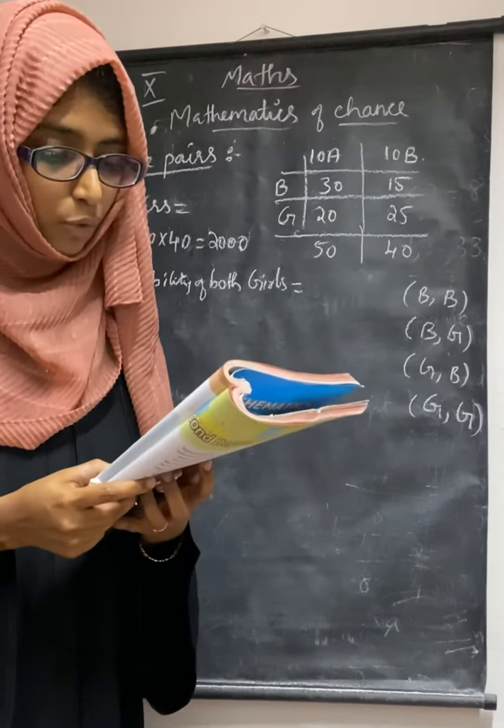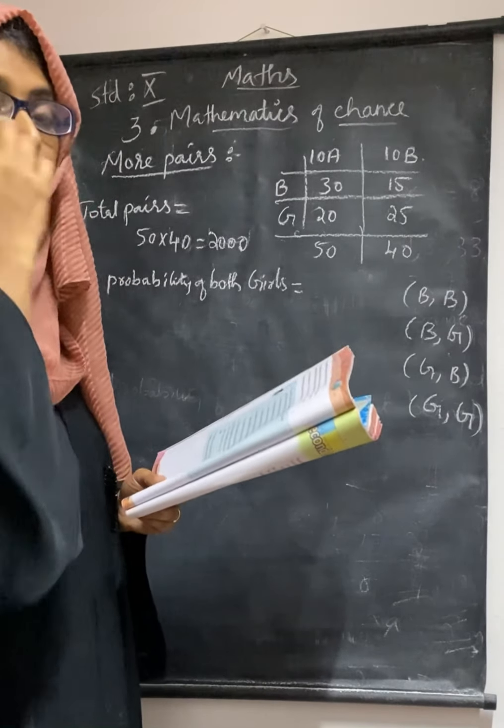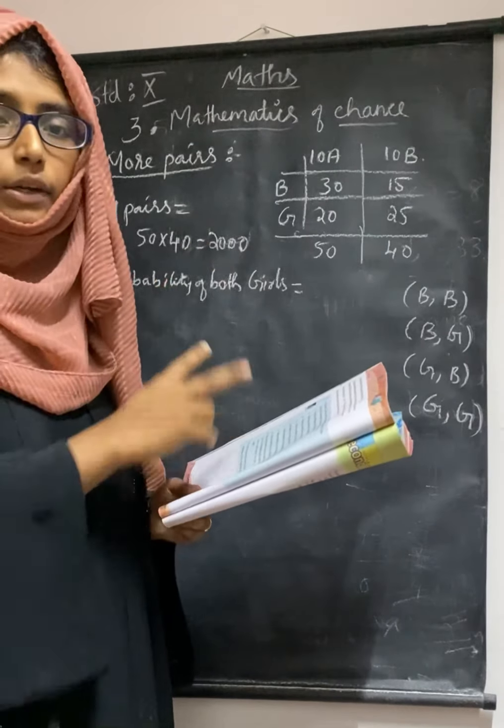One student is to be selected from each class. So we are making a pair. From 10th A, one student we are choosing, from 10th B, another student we are choosing. So we can make one pair, no? Like that, many pairs we can make. How many pairs we can make? The total strengths you have to multiply: how many students in 10th A, how many in 10th B. That time we will get the total pairs.